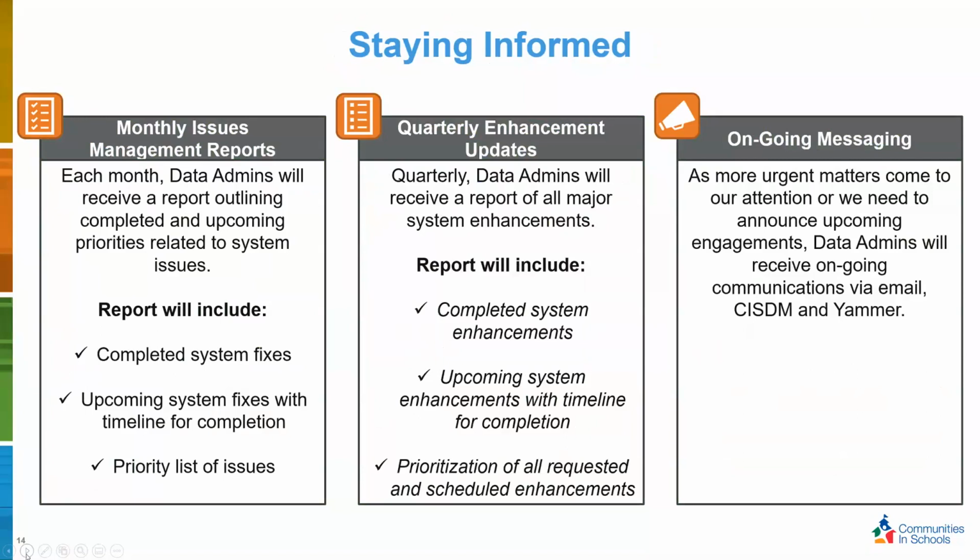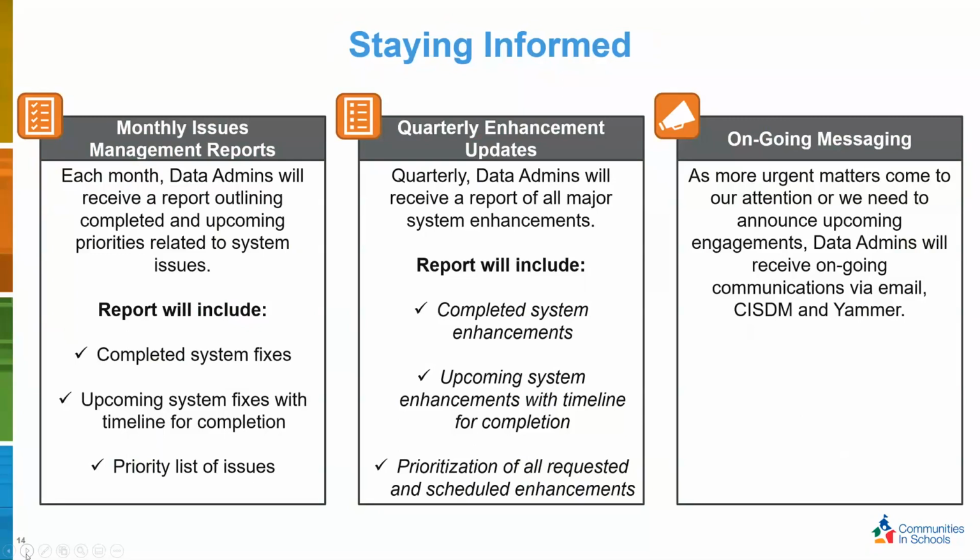So that'll include things like completed system fixes, upcoming fixes that are on a timeline, and then our priority list of issues. Part of what we're hoping there is, again, just reiterating that we're really partnering with you all, and we would love for you to have a vision into what we're working on, and make sure that we acknowledge that we hear when there are issues that arise, particularly to the level of affecting many affiliates, and give you a visual into what we're working on for the month. The next piece is a quarterly enhancement update.